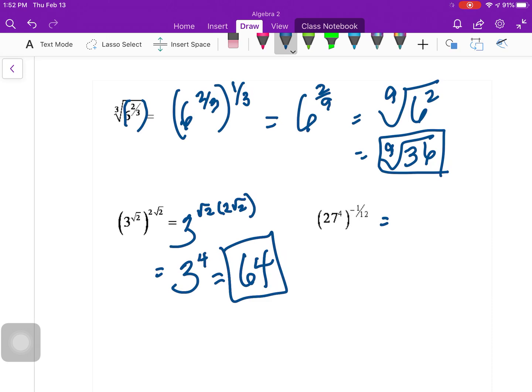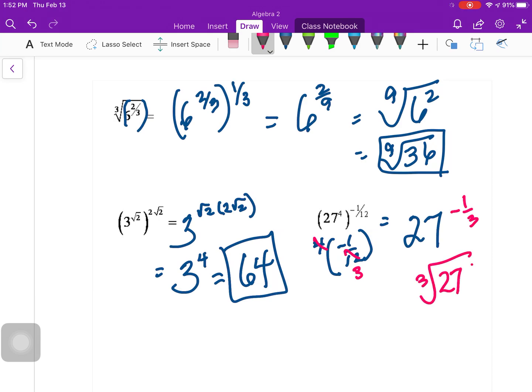27 to the 4th raised to the negative 1/12. So power to power I multiply, so that's 4 times negative 1/12, and that reduces to negative 1/3. So that is the cube root of 27 to the negative 1, which is 3 to the negative 1, which is 1/3.